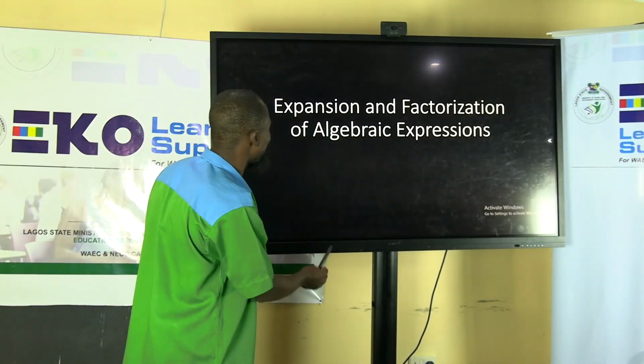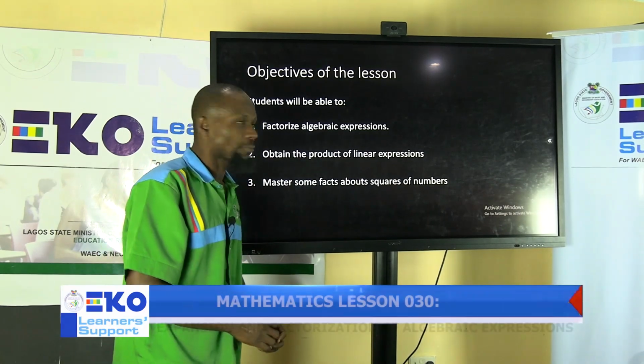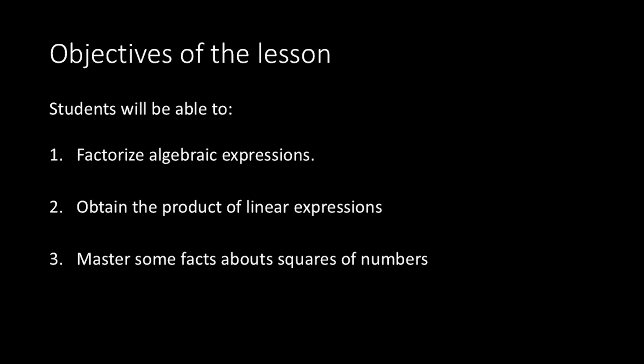So, what are those things that we'll be considering? For the objective, students will be able to factorize algebraic expressions, will be able to obtain the product of linear expressions, and at the same time master some facts about squares of numbers.